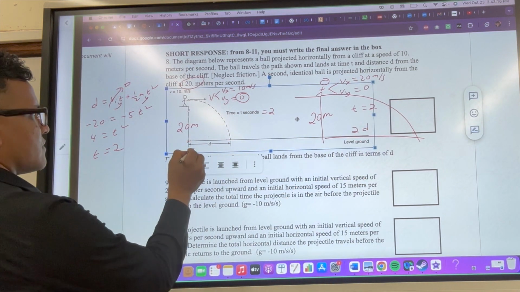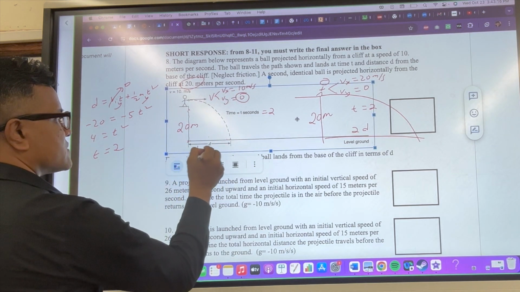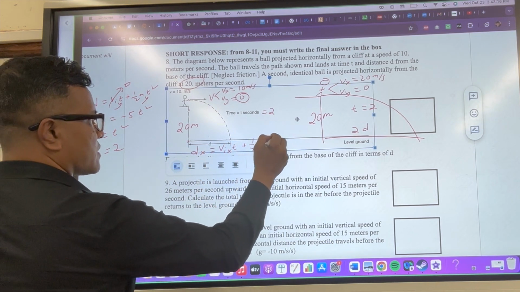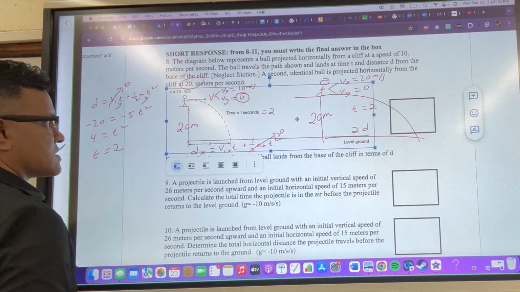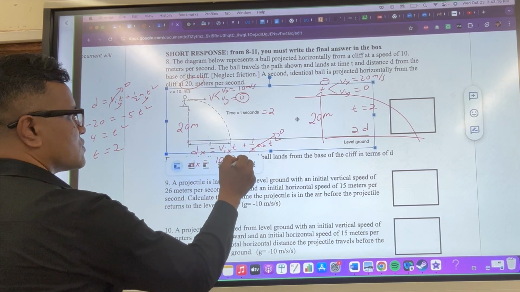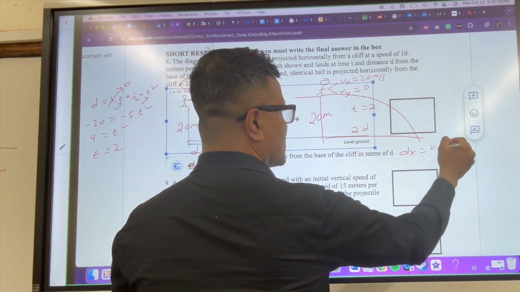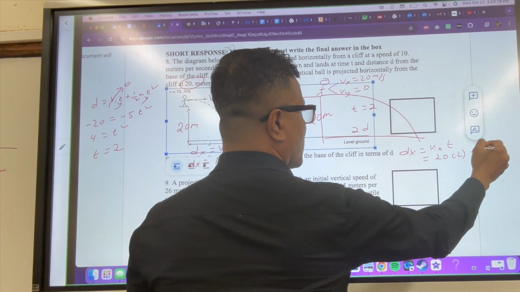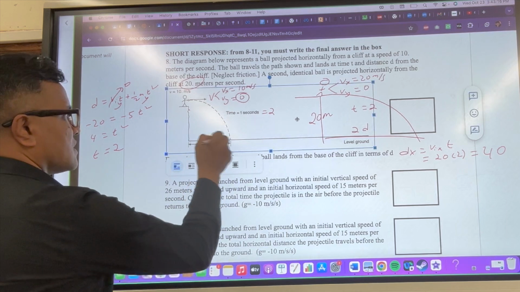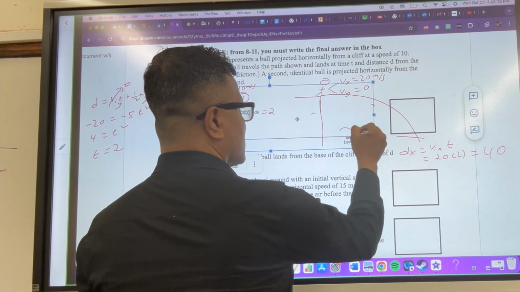All right, so then Vx is given 10. So dx is Vix times t plus half ax t squared. This is 0 because acceleration due to gravity in the x direction is 0. So dx is equal to Vix times t, so 10 times 2, 20, and this one has to be 40. Okay. All right. So then if this is d, then this must be 2d. Okay, that's the answer.